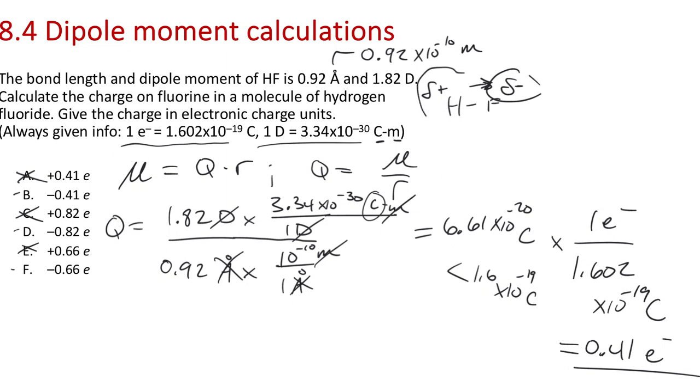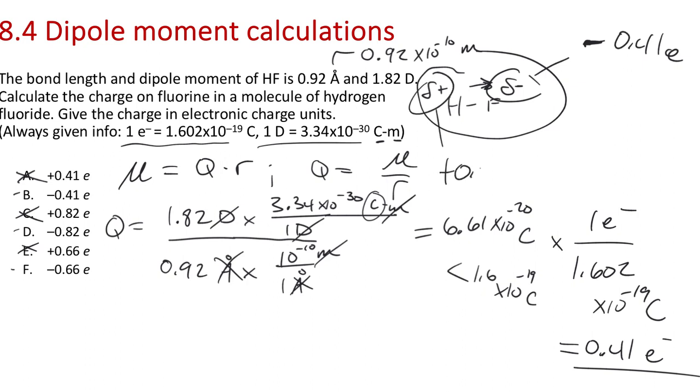And so coming back to our Lewis structure picture, our negative charge, F would be negative 0.41 units of charge relative to an electron, we just call it electron charge units. And then hydrogen would be plus 0.41 electron charge units. So answer B there would be the answer.